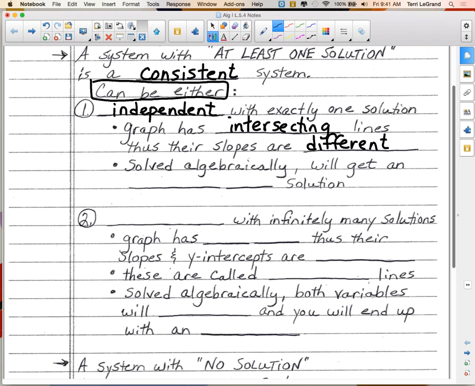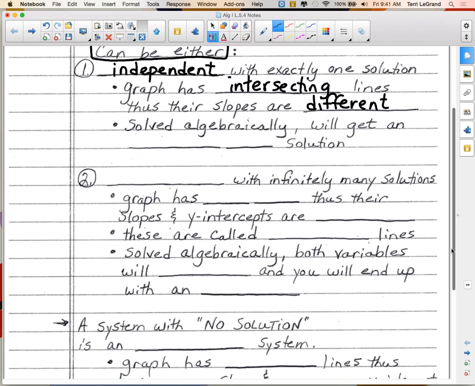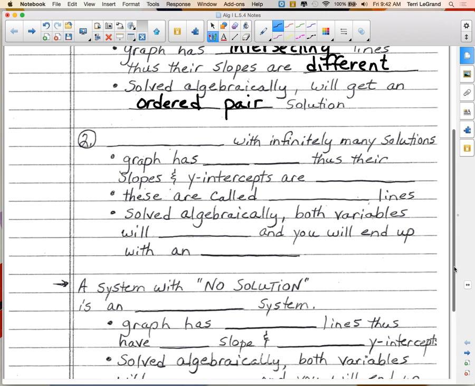And here's what should happen if you're going about solving them algebraically. In other words, you either use the substitution method or you use the elimination method. If you solve it algebraically, you should get an ordered pair solution. You should get an x value and a y value that you can write as an ordered pair. So if you're going to decide what type of system it is by its graph, all you're going to do is look for whether they have different slopes or not. If you're going to decide algebraically, now you're going to have to solve it and see what happens. You should get an ordered pair solution.